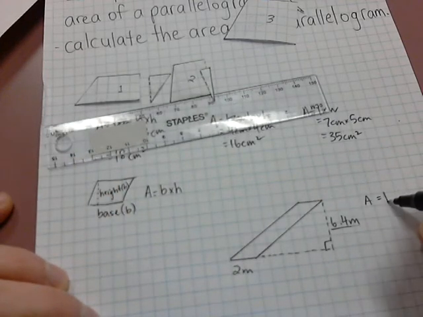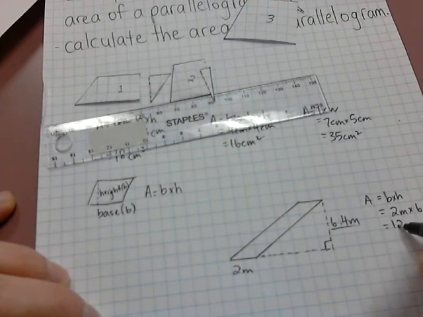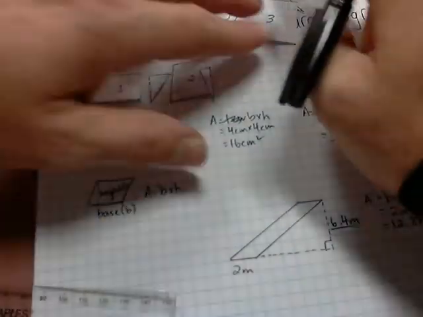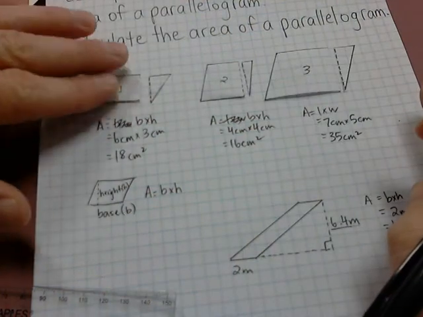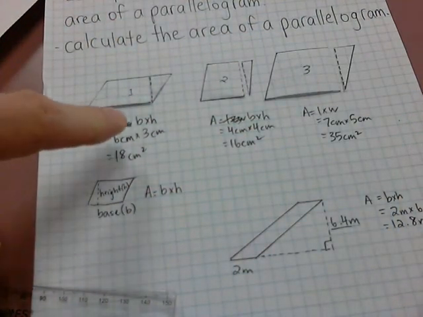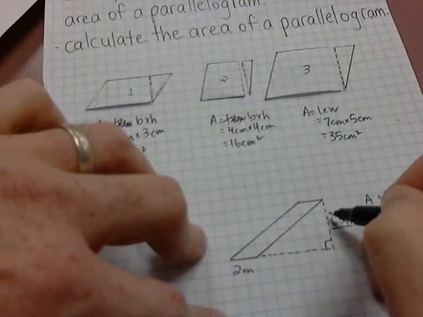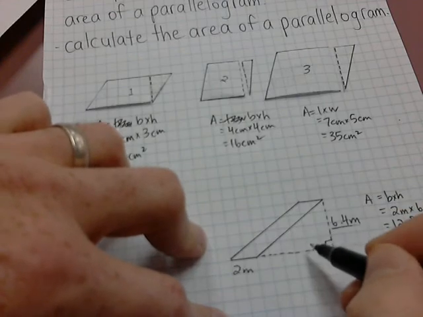A equals B times H. And our base is 2 meters, and our height is 6.4 meters. And so when we do that multiplication, we end up with a total of 12.8 meters squared. So I'll just rearrange these again for a second. These ones up at the top here are like the traditional parallelograms that you will notice. And then this one is a non-traditional one where the height dimension actually comes outside of the shape.